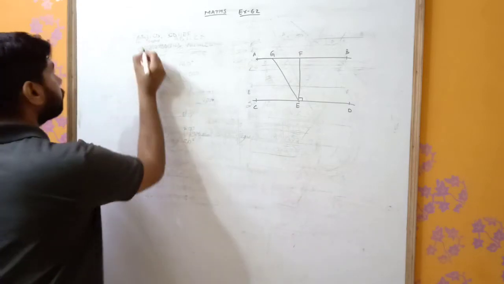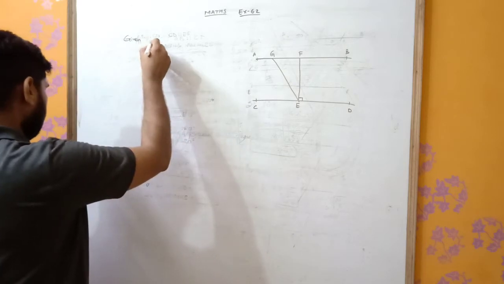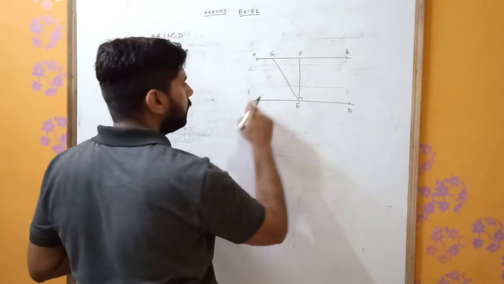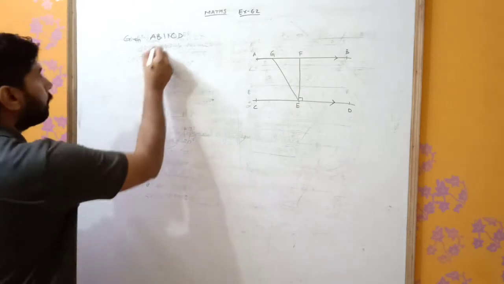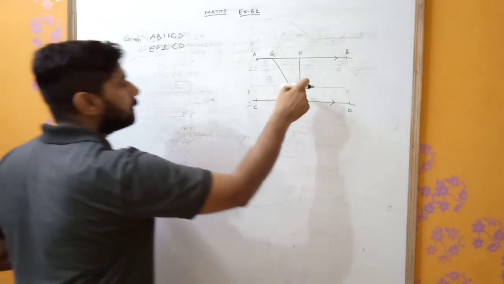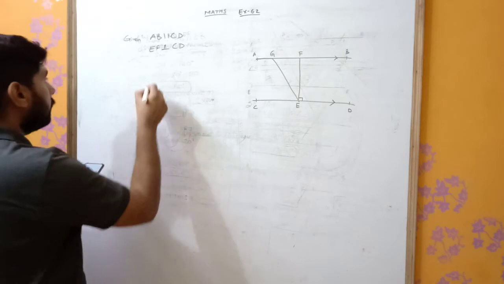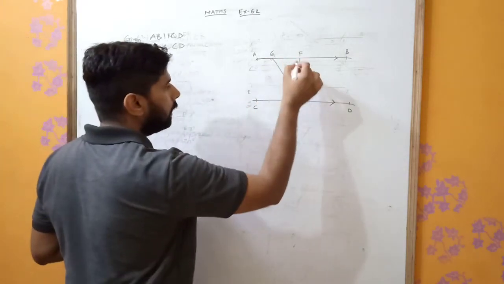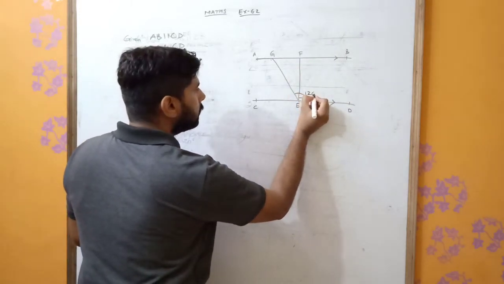So it is given. What is given? We should write it as, if AB parallel to CD, that means these two lines are parallel. EF is perpendicular to CD, that is 90 degree. It is given. Next is angle GED, angle GED. This whole angle is 126 degrees.